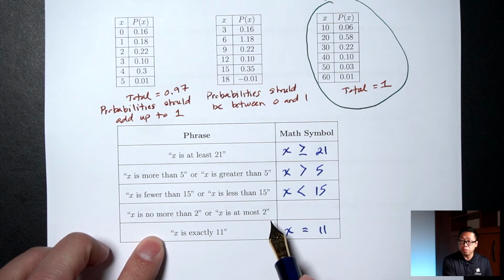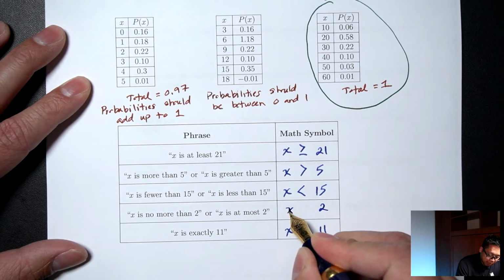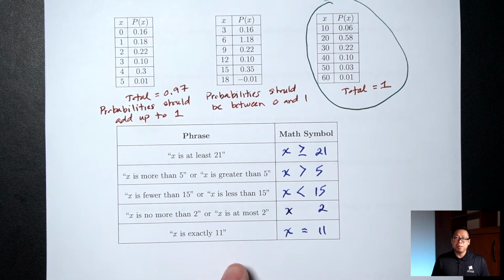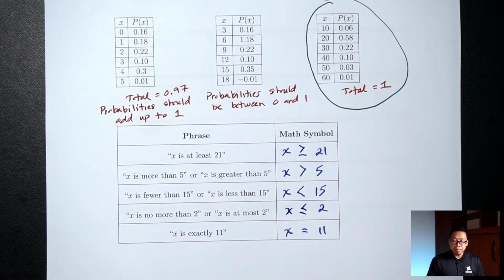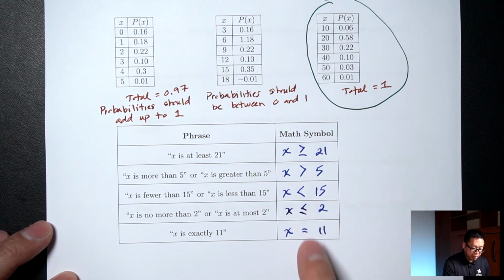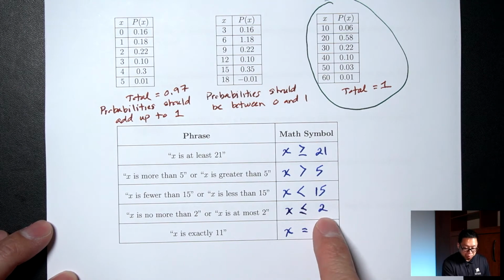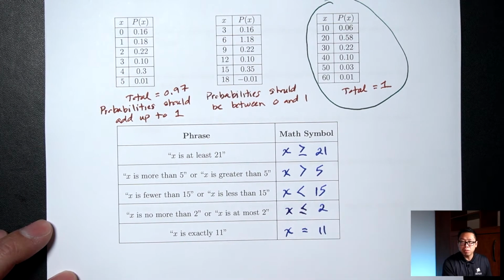X is at most 2. So what does that mean? And what symbol would go in the middle here? At most 2 means that 2 is the biggest it can be. So another way to say that is 2 or less. So 2 or less, less than or equal to. And so this symbol here differs from that symbol because less than or equal means you include the 2, so 2 or less. Less than 15 means you don't include the 15. You only include the ones that are strictly less than 15.